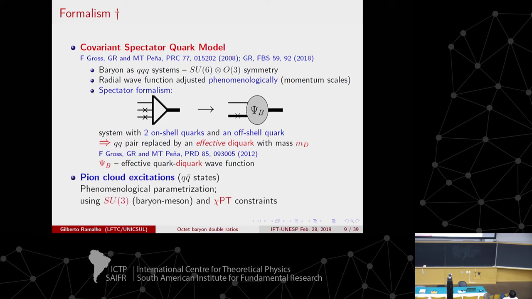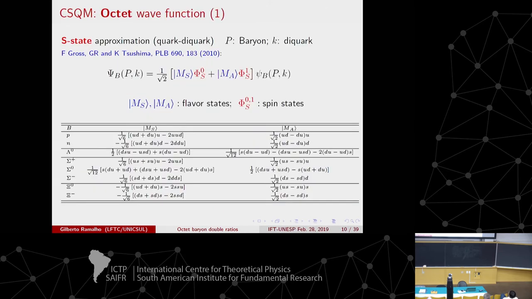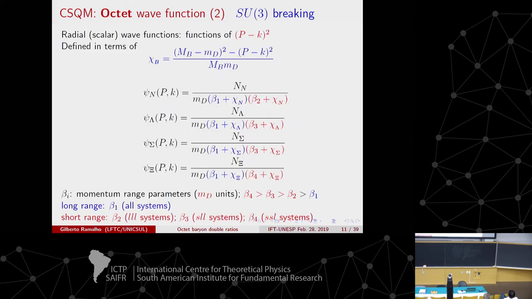About the pion cloud excitations, we consider a phenomenological parameterization based on SU(3) symmetry for the baryon-meson coupling, and also some chiral perturbation theory constraints. So the wave functions for the octet are presented here. In this quark-diquark system, we expect that the leading contribution comes from the S state. So we have to consider two pieces, one associated with the states with the diquark with spin zero, another one with the states of the diquark with spin one. And we have to consider flavor states that are symmetric in exchange of two quarks and antisymmetric in exchange of these two quarks. The explicit form of the scalar wave function or radial functions is here.